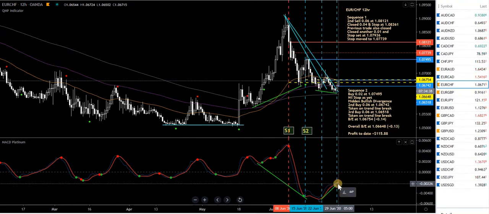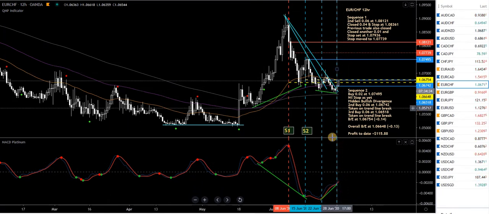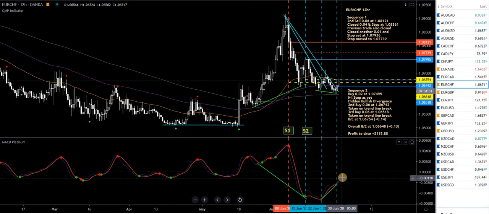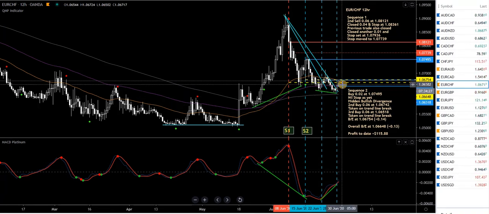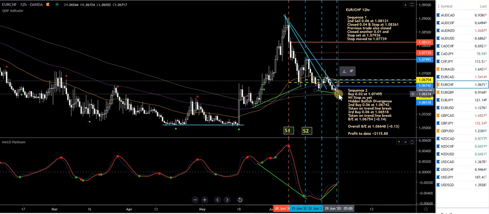But the MACD Platinum's still a fair way below the 0 level. So I'm looking for price to push up higher. I'm not going to really take any action until the MACD Platinum gets up to the 0 level. I know it sounds a little bit strange, but that's just the way I trade.